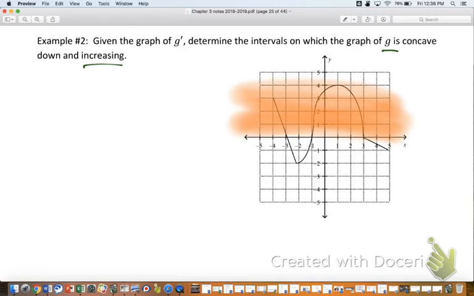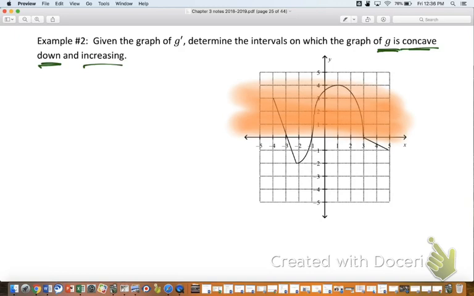G is decreasing. G prime is negative, yes. But I'm not looking for where G is decreasing. I'm looking for where G is increasing. So I want to look where G prime, the slope of G, is positive. So I can ignore the entire bottom half of the graph. Does that make sense? I'm trying to piece this out into pieces I can handle. Now this might be the part that you're not as familiar with. I'm also looking for where G is concave down.